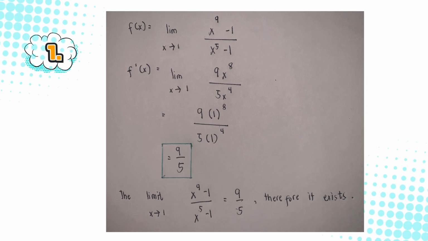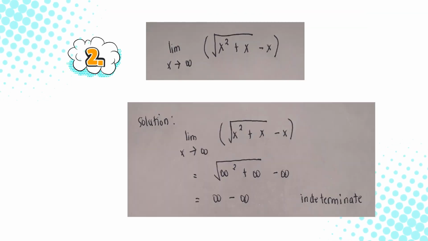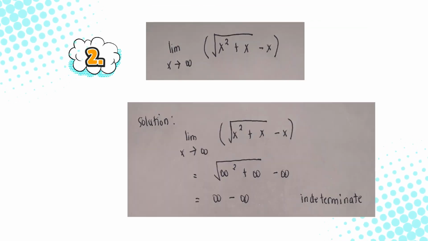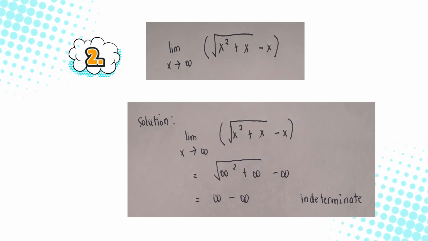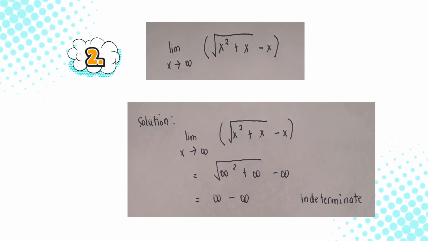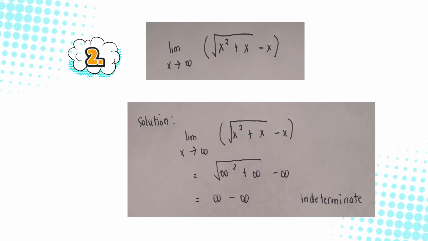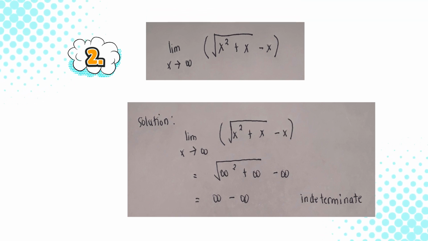Therefore, the limit exists. For item number 2, we have the limit of the function the square root of x squared plus x minus x as x approaches infinity.